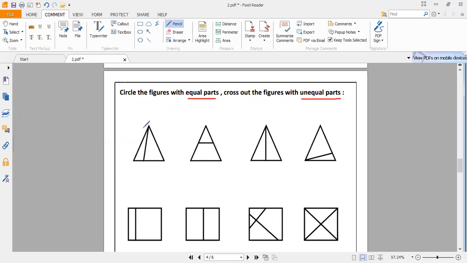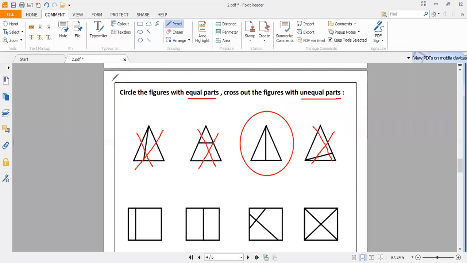Which triangle shows equal parts? The first one, cross out. Why? Because it's not equal parts. They're not equal. Okay, the next one. Not equal, unequal. The third one. Equal. So we're going to circle this shape. And the fourth one. Unequal. Thank you, Mustafa. Good job.